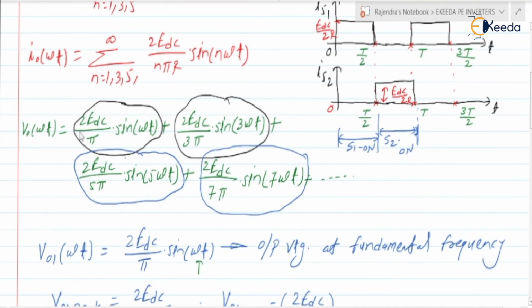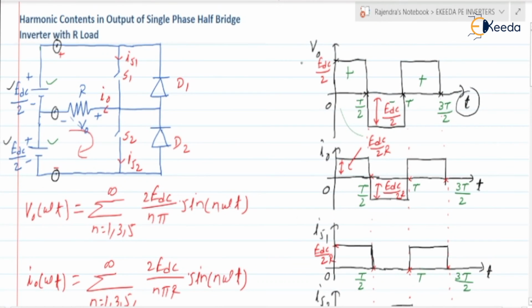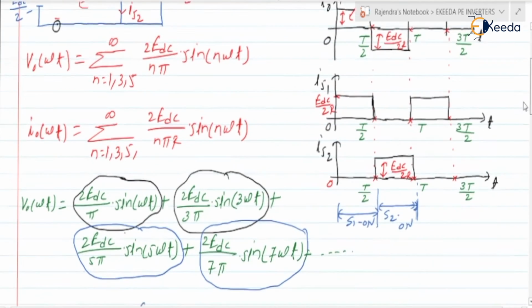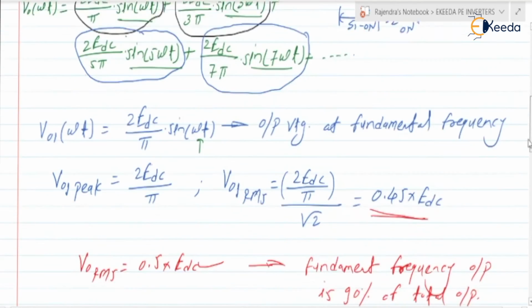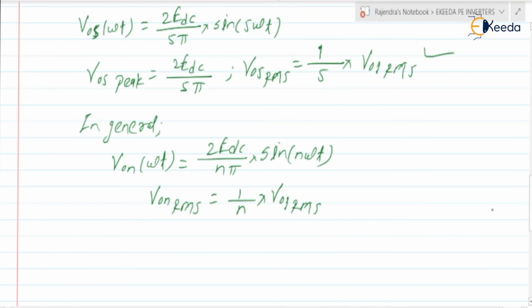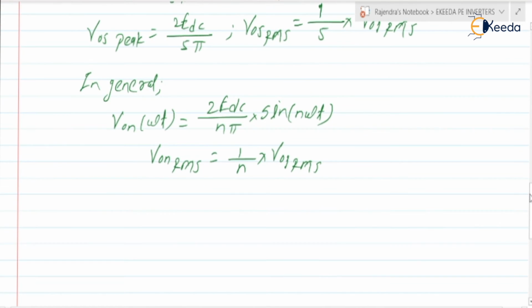So here, at the output side we are having the square wave. With the help of Fourier series we have resolved it. It is an addition of sinusoidal terms, but these sinusoidal terms have different frequencies and magnitudes. Different frequencies: omega, 3 omega, 5 omega, 7 omega, and different magnitudes as well. Next, similarly we can find I0 of omega t. We can represent it in the same way.